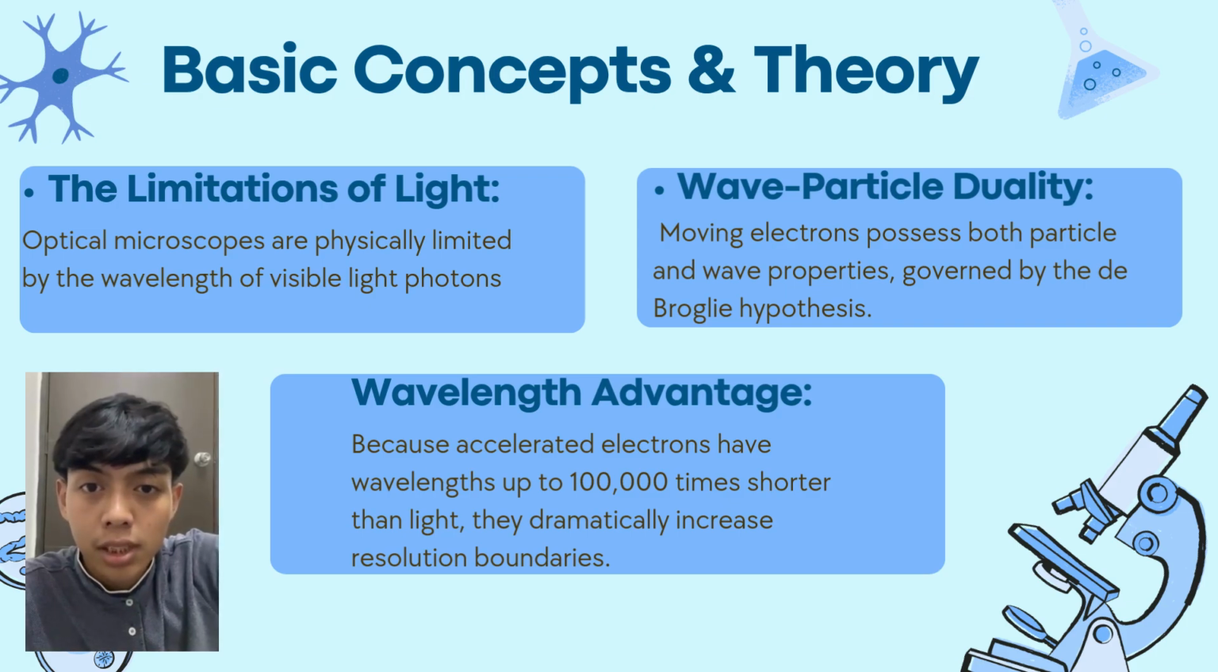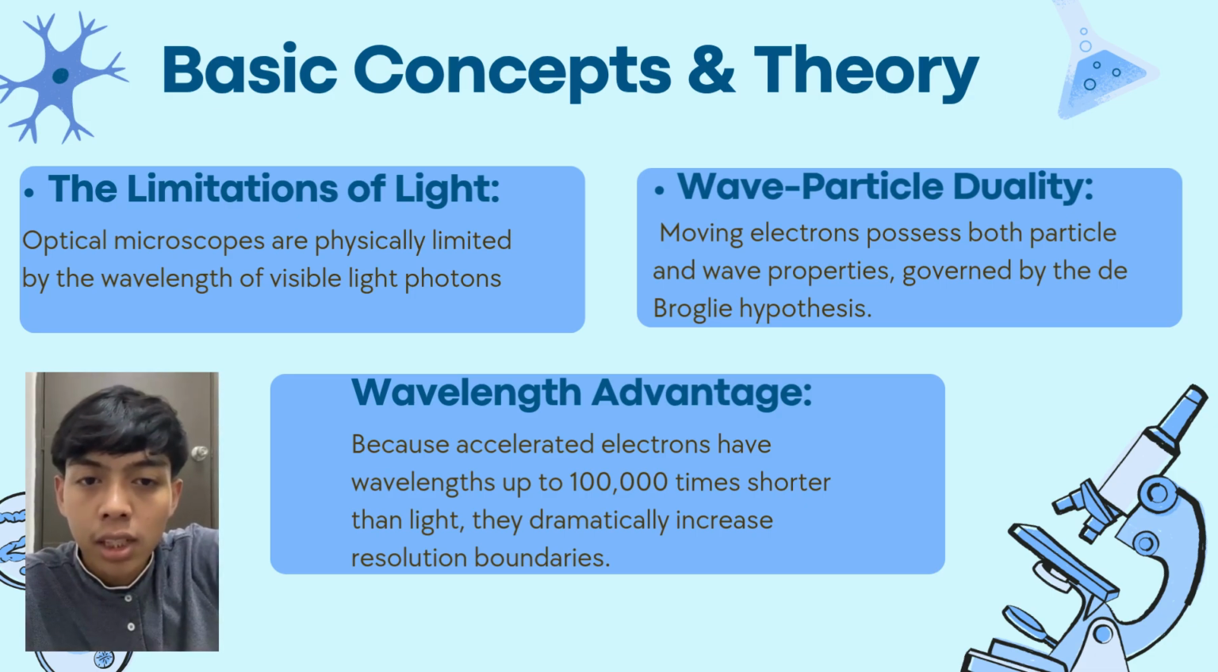Let's begin with the basic theory. Traditionally, optical microscopes rely on visible light photons. However, light has a relatively long wavelength, which creates a physical barrier called the diffraction limit. To bypass this, the electron microscope operates on the principle of wave-particle duality. Since a moving electron acts as a wave and carries a wavelength up to 100,000 times shorter than light photons, it allows the instrument to achieve an incredibly high resolution that easily surpasses ordinary optical limits.